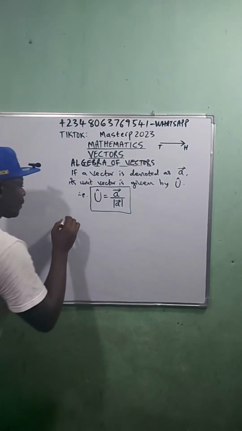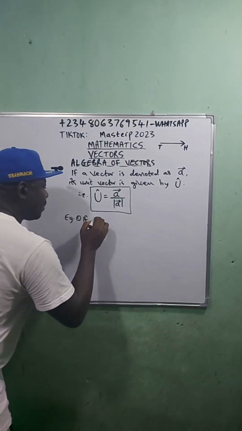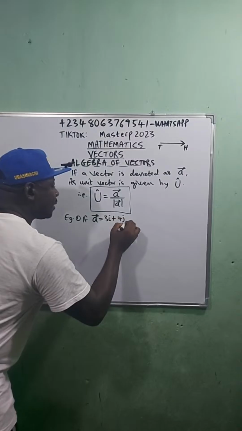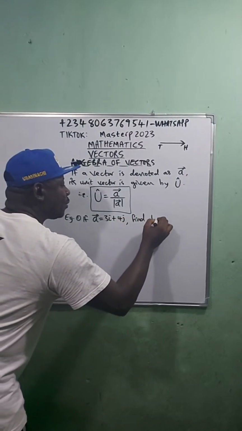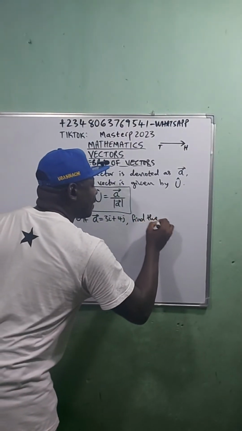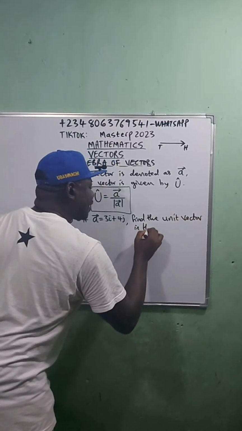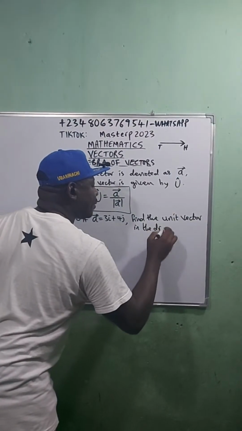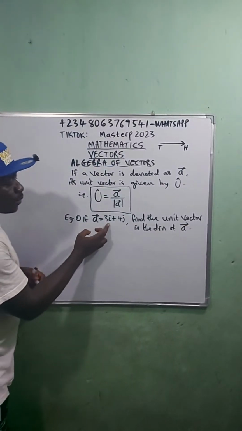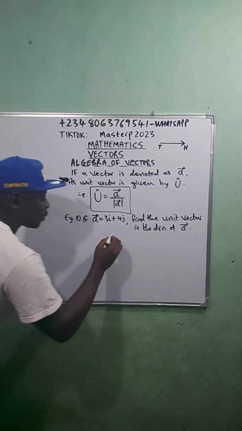Let me give an example. E.g., the first example, if the vector A is given as 3i plus 4j, find u cap, or just find the unit vector in the direction of A. So if A equals 3i plus 4j, find the unit vector in the direction of A. So solution.